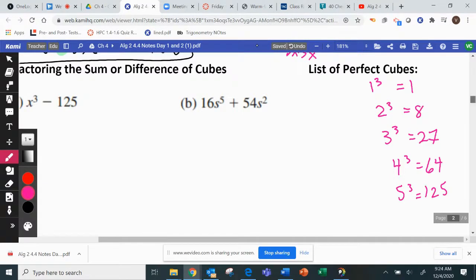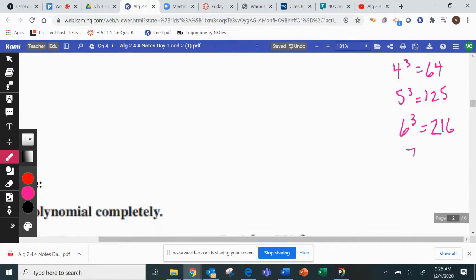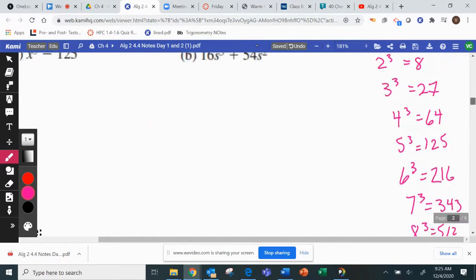This that I'm writing down is going to be very, very useful in chapter 5 as well. 6 to the third. I don't think we see 7 to the third very much, but it's 343. 8 to the third is 512. 9 to the third is 729. And 10 to the third is 1,000. So if you have those handy, then you won't have to goof around on your calculator as much.